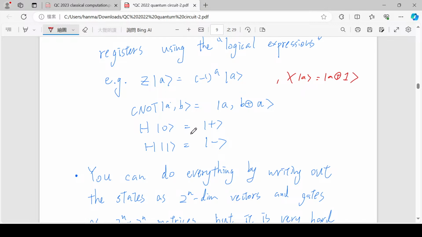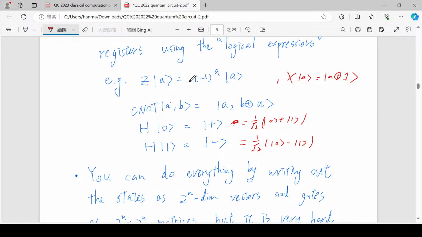And then the Hadamard will swap between 0 and 1, as we know. On the computational basis, Hadamard on 0 becomes plus, which is 1 over square root 2 times (0 plus 1), and minus is 1 over square root 2 times (0 minus 1). So this is an annoying thing that will give you more computational basis states as outcome.